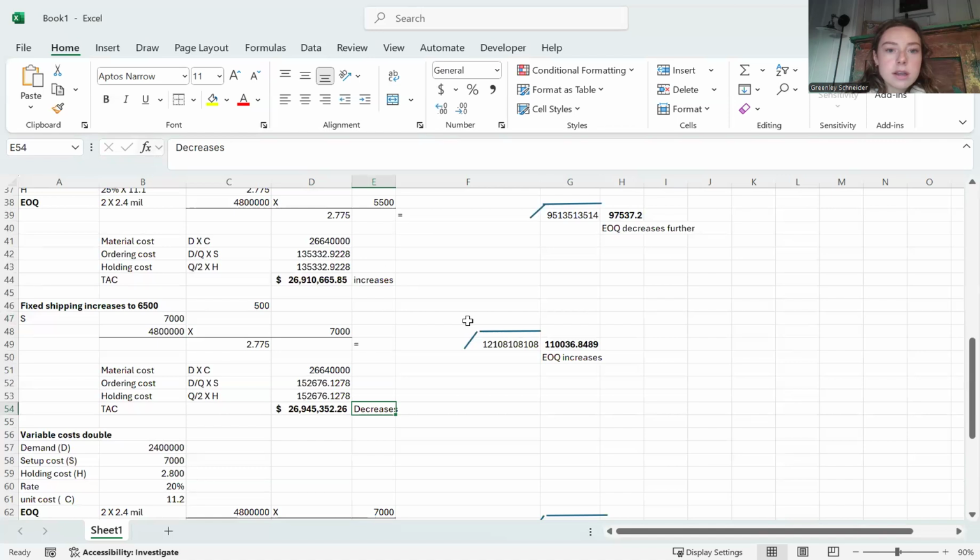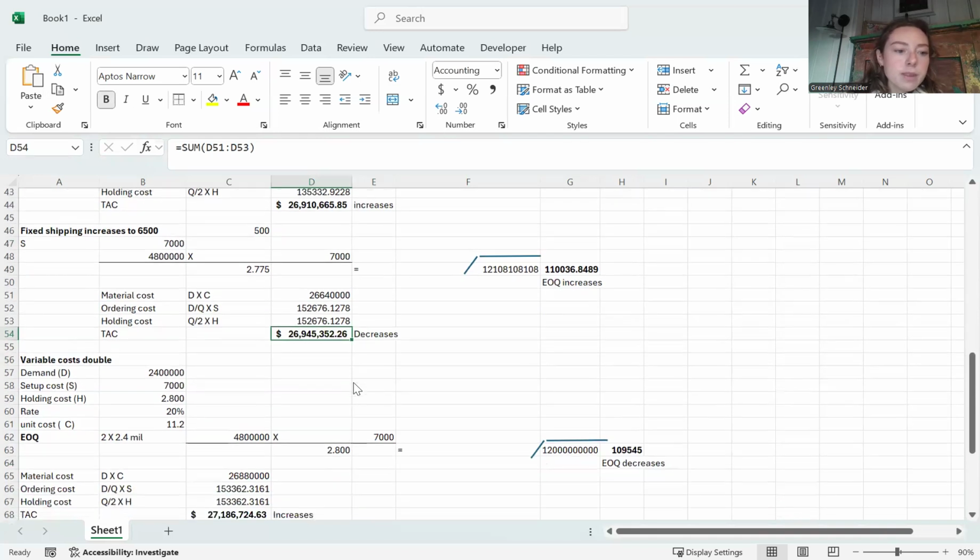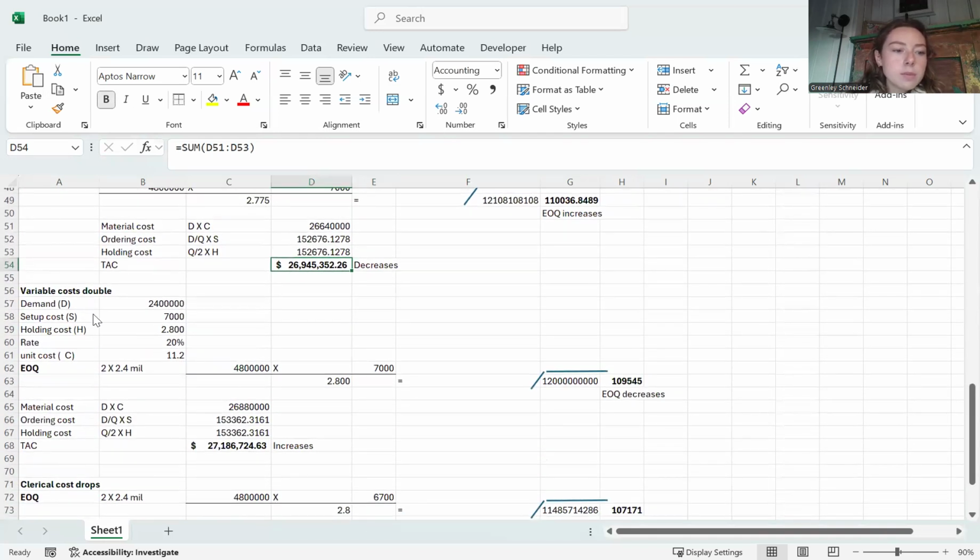So we still see an inverse effect between the two, but now the opposite is happening from what happened before. And that is likely because as our fixed cost is increasing, we're going to have to produce more units to cover our total fixed costs. And as our units increase, our fixed cost per unit is going to decrease, which is going to decrease our total annual cost.